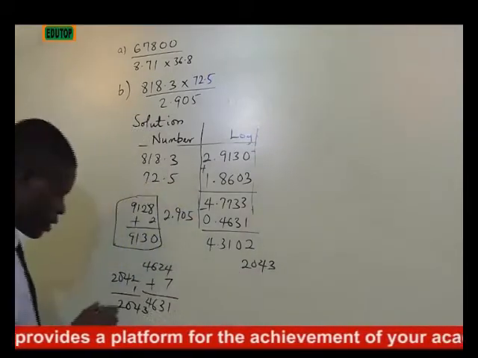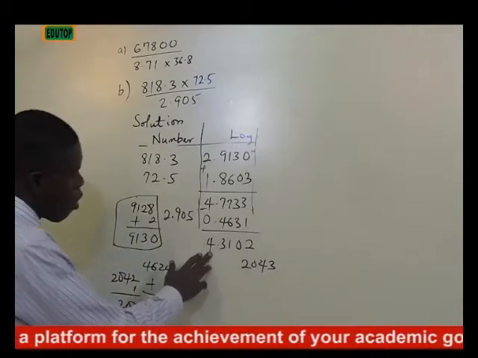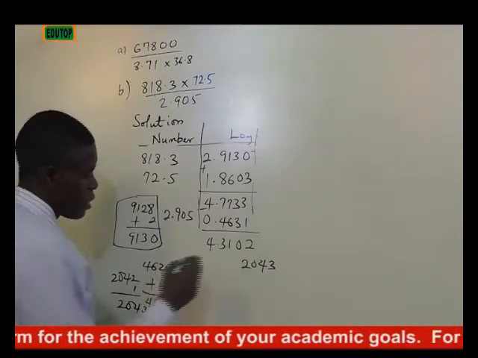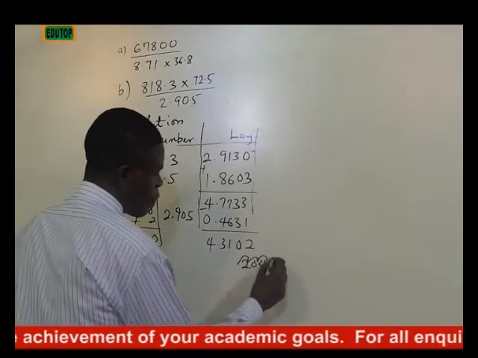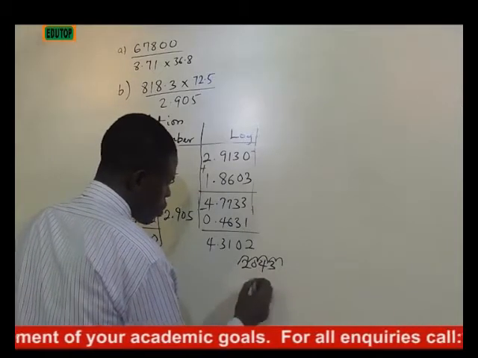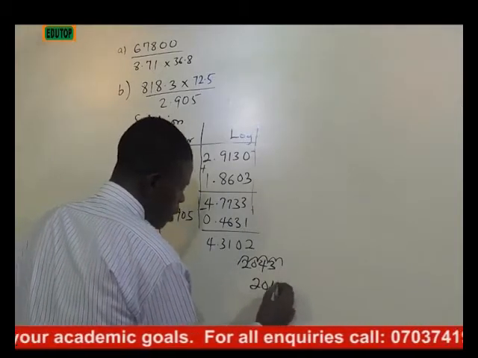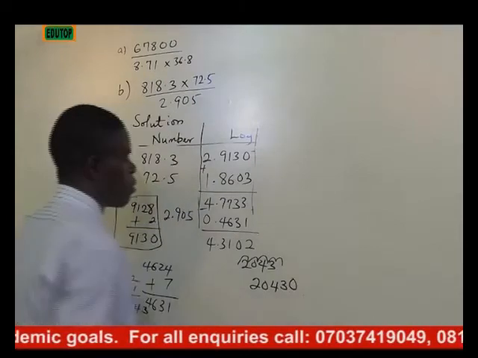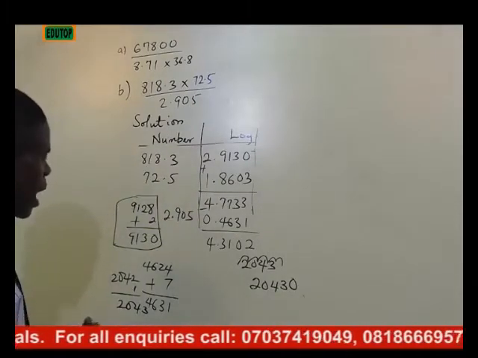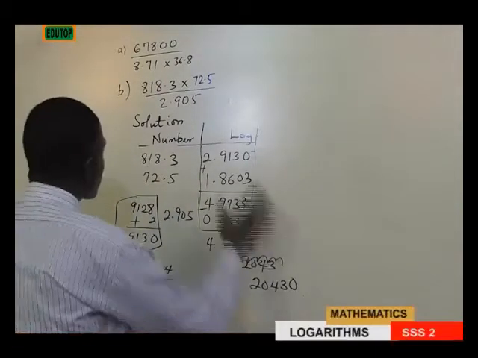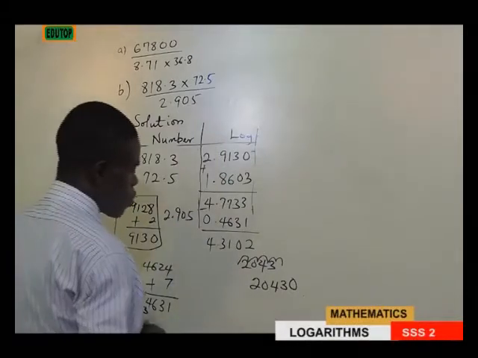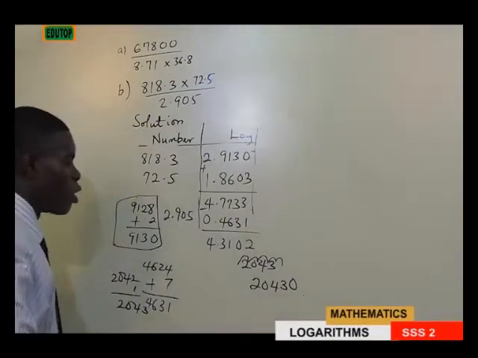2043. And since the characteristic is 4, it will move 5 places: 1, 2, 3, 4, 5. So that means there will be 0, so you have 20430. So the answer to the second question is 20,430.